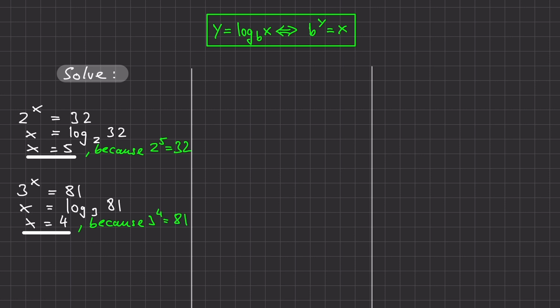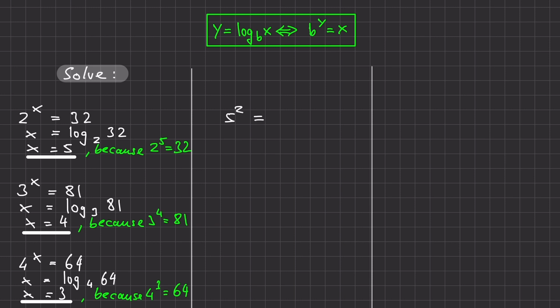Let's solve one more example. 4 raised to the power of x equals 64. Feel free to pause the video and try this on your own. We can write x equals log base 4 of 64, which is then x equals 3, because 4 cubed equals 64.